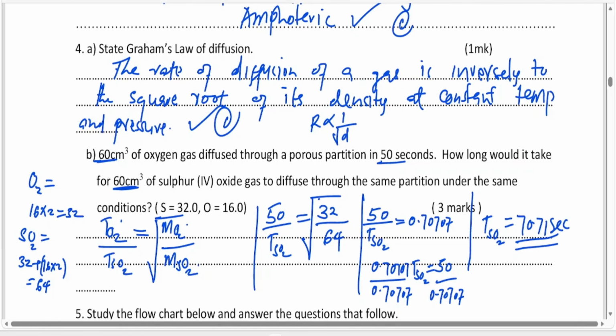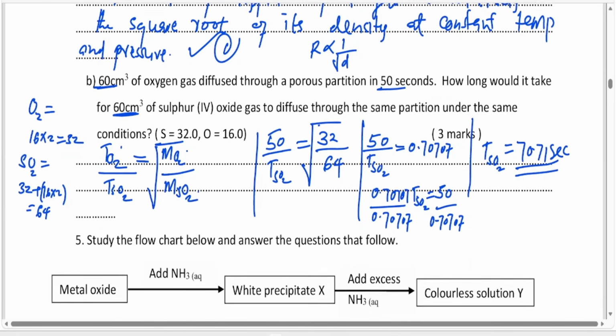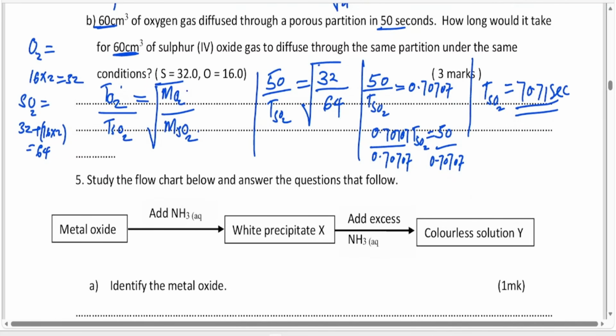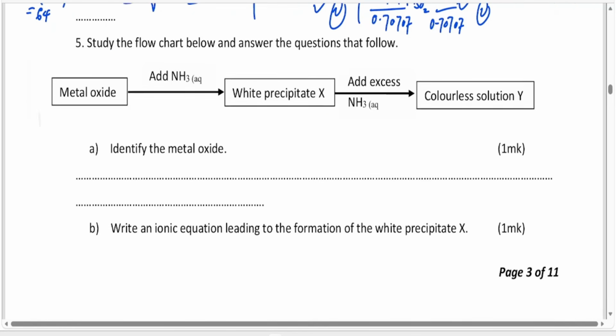Learners, take note that if the volumes were not equal, then we could first equalize the volumes by asking ourselves, if at 60 the time is 50, then if this volume was 80, what would the time be at 80, and then from there we proceed as normal. So this question, working out this 1 mark, this 1 mark, and the answer 1 mark. Moving to the next question, question number 5.